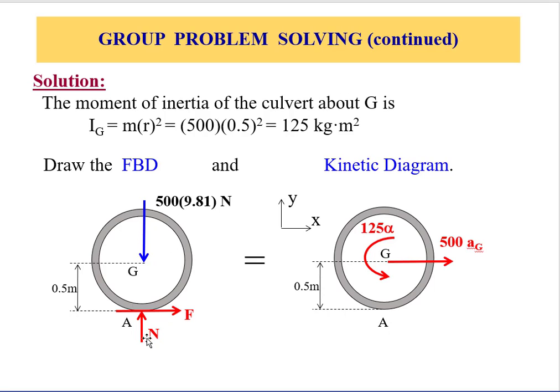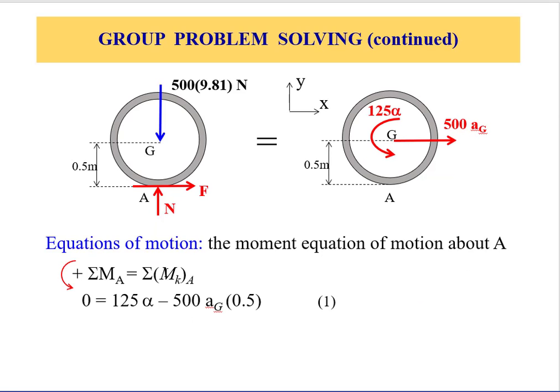So we have a reaction force N, a force F to the right, and a mass or a weight. We assume a Cartesian coordinate system where right is positive x, upward is positive y, and counterclockwise is positive. In the kinetic diagram, label the inertia due to translation and the inertia due to rotation in their positive manner. Write the equation of motion.